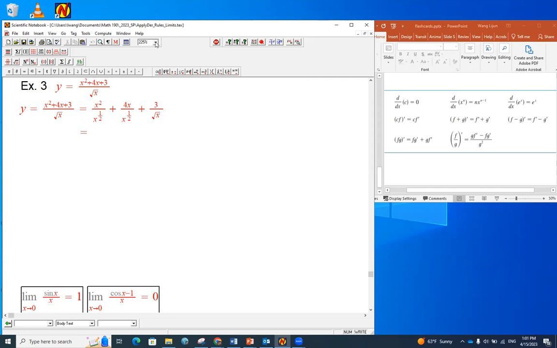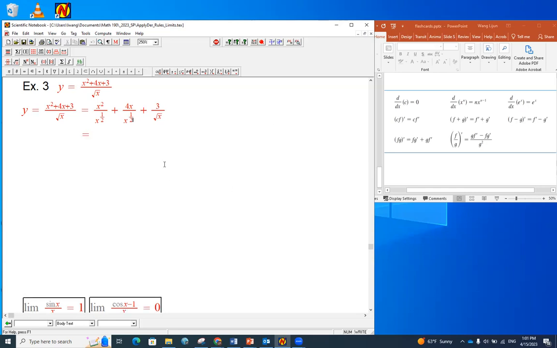Let me see if I should make the fonts a bit larger. Let's see, 250%. There we go. Okay. And that piece, if you like to be consistent, you can write it as x raised to the power of half. There's more than one way to do it.